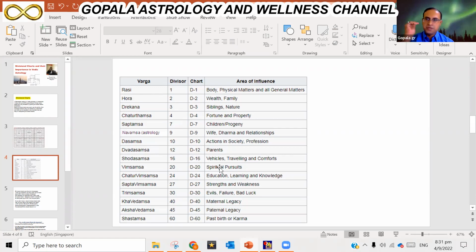Okay, the relationship between you and your parents can be analyzed in the D12 chart. And Shodashamsha is about the main happiness and comforts. What vehicles you are going to have, how traveling is going to bring benefit to you, what type of comforts and gadgets you are going to have in the material world. All about material world happiness can be seen in the Shodashamsha Kundali.